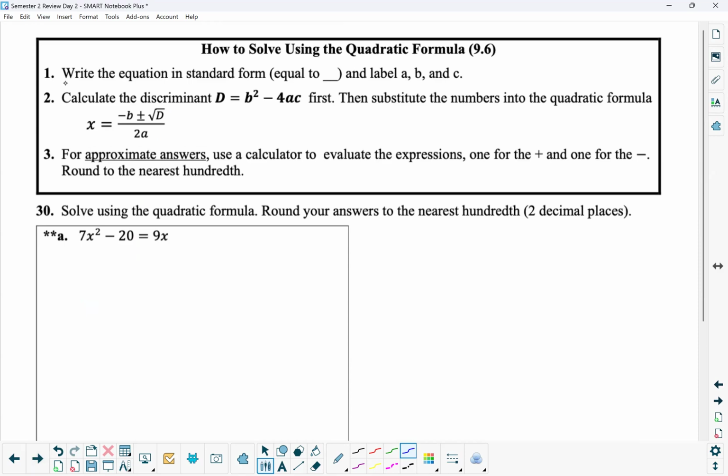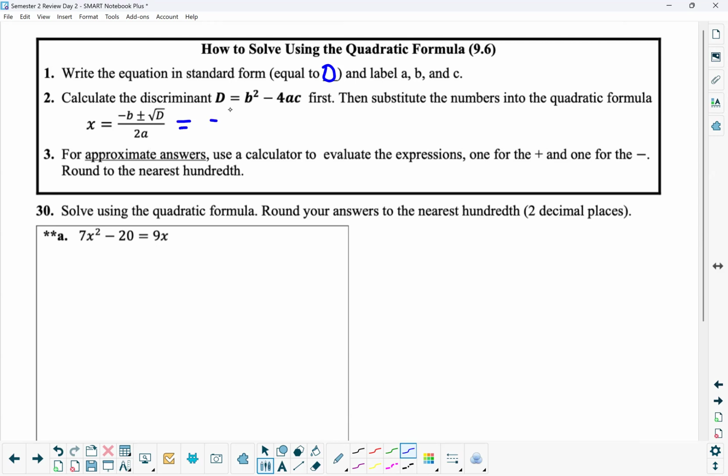So to use the quadratic formula, we write the equation in standard form equal to 0. Label A, B, and C. Calculate the discriminant, D equals B squared minus 4AC. Then substitute the numbers into the quadratic formula. And again, this is one version of the quadratic formula, the opposite of B, plus or minus the square root of D over 2A. For approximate solutions, use a calculator to evaluate the expressions, one for the positive, one for the negative, round to the nearest hundredth, 2 decimal places.